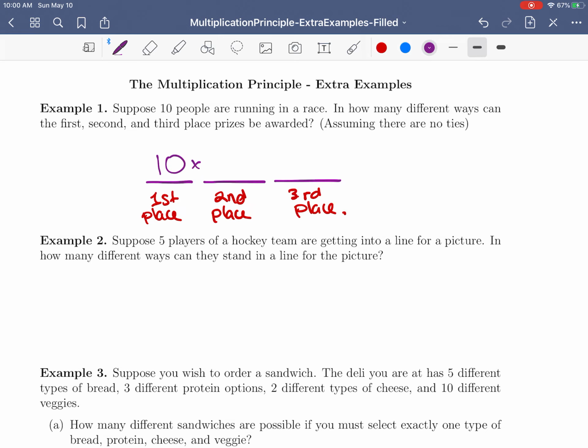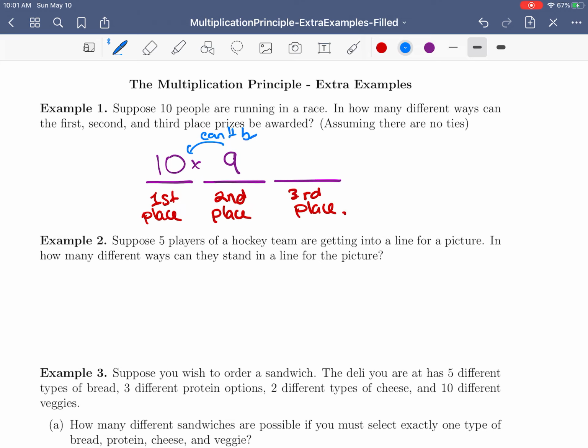Can we allow repeats? If we did allow repeats, that would mean the same person could win multiple prizes. So could Bob win first place and second place? Well, that doesn't make sense because he can't be in 2 places at once. If he gets first, then he finishes the race, and he can't then also get second place. So here you need to know that there's no repetition given the context of the question.